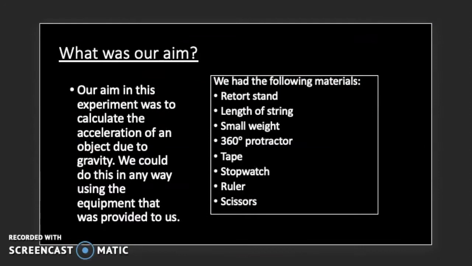In the lab, we were told we had to calculate the acceleration of an object due to gravity, and we could do this in any way we wanted with any of the equipment that we could find in the room. So, quickly we got to work, and we found the following materials, as you can see on the right. We found a retort stand, a bit of string, a weight, a protractor, some tape, a stopwatch, a ruler, and a pair of scissors.